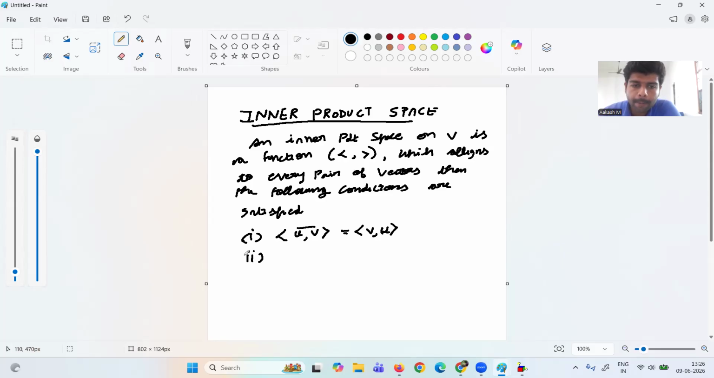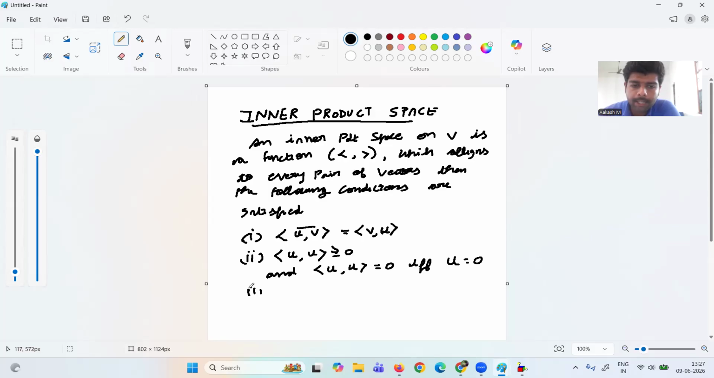Second one: inner product of U, U is greater than or equal to 0, and inner product of U, U is equal to 0 if and only if U is equal to 0. This is the second condition.